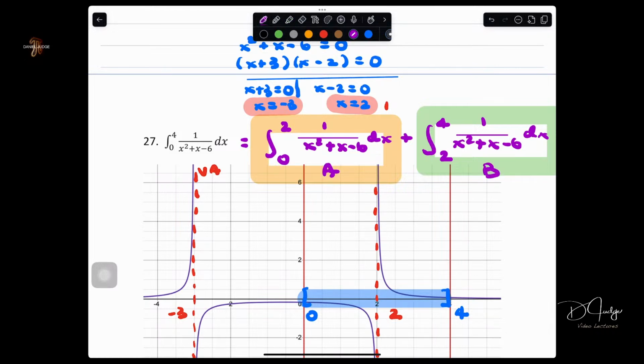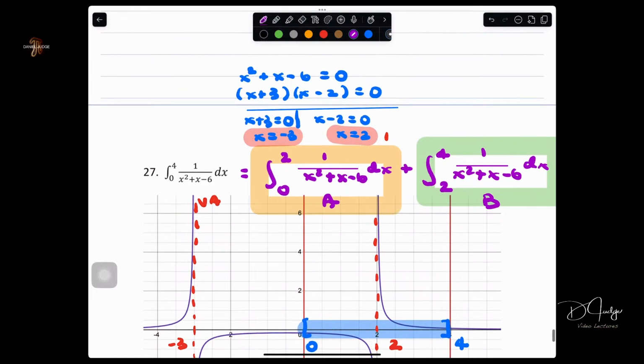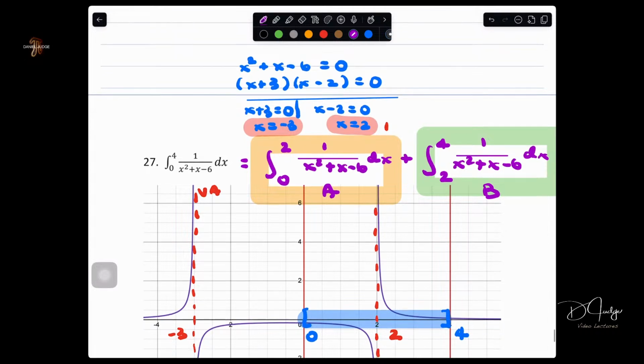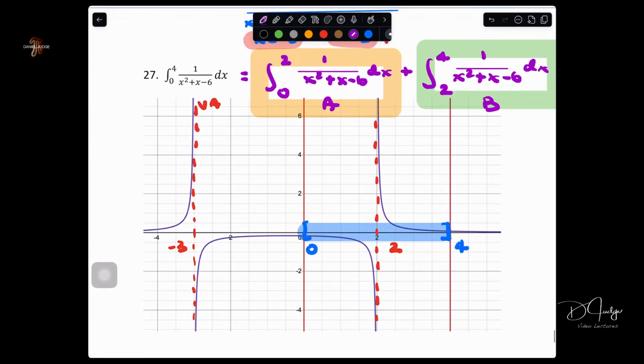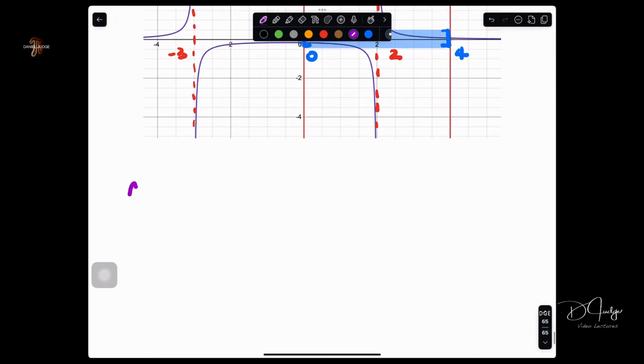Okay, ladies and gentlemen, we're going to want to get convergence for both in order for this improper integral to converge. If we get divergence for one of them, whether it's the first one or the second one, then the whole integral diverges. So let's try this out. Let's see. A was the integral from 0 to 2 of 1 over x squared plus x minus 6 dx.